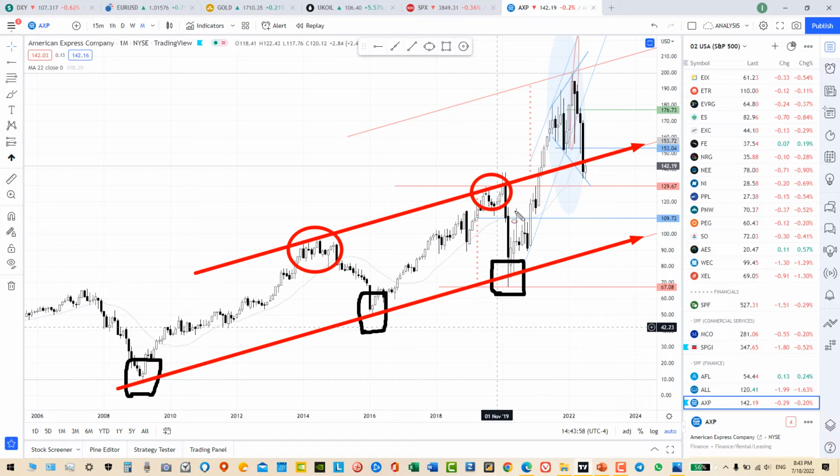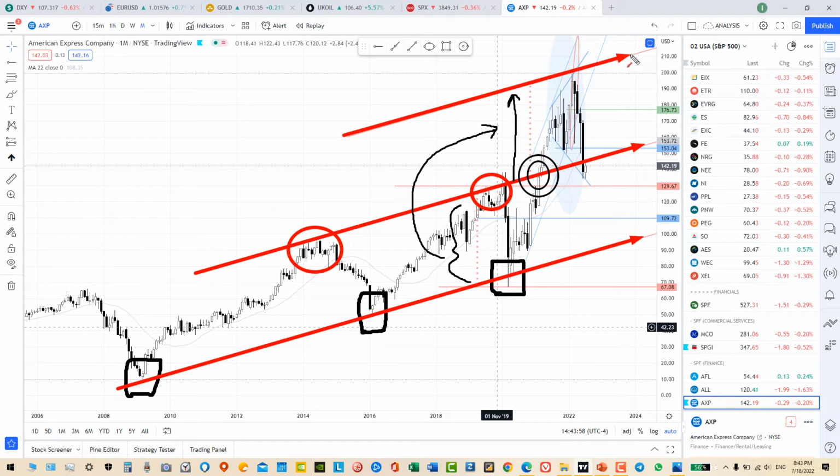In addition, we can notice that it managed at some point to break the channel line, and it really met the target, which was the thickness of the original uptrend channel. Here, with the same thickness, we got a second channel line. So over the monthly chart, things look very classic in American Express.